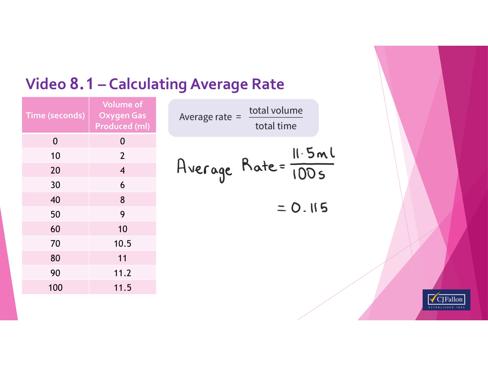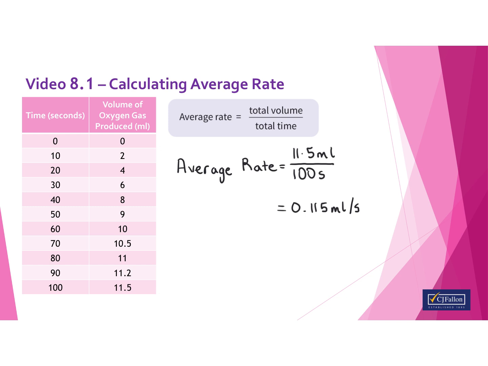0.115. With this, we have to include our units too. So in particular, we have to make sure that we add in millilitres per second. Therefore, in this experiment, the average rate of reaction was 0.115 millilitres per second. What that actually means is that for every 1 second in this experiment, 0.115 millilitres of oxygen gas were produced.